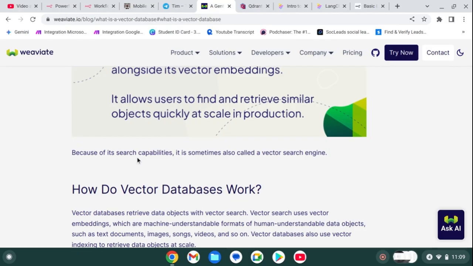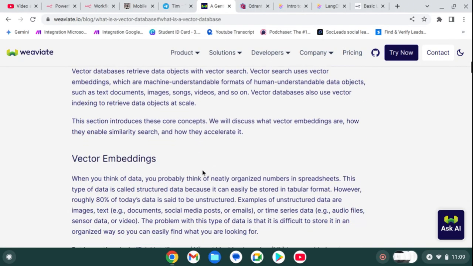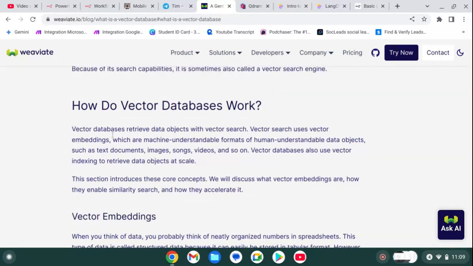How do vector databases work? A vector database retrieves data objects with vector search, using vector embeddings, which are the machine understanding of human understanding objects such as text, image, song, video, and so on. A vector database also uses an index to retrieve data objects at scale.